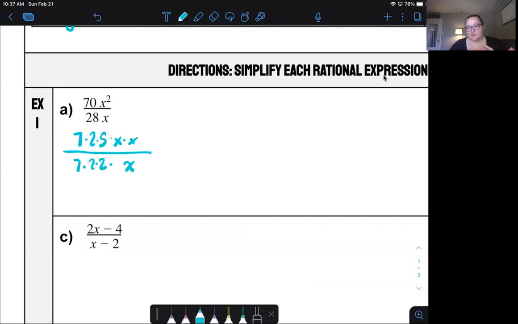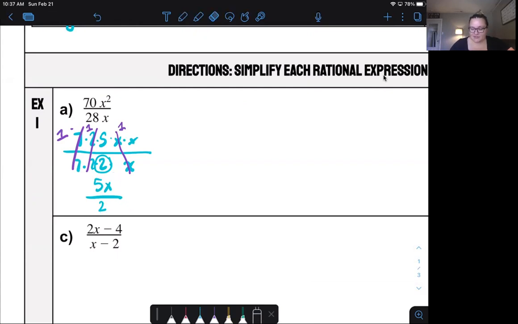So now we're going to cancel all of the like factors because 7 divided by 7 is 1, 2 divided by 2 is 1, and x divided by x is 1. So what's 1 times 1 times 5 times 1 times x? That would just be 5x over, and then all that's left in the denominator is a 2. So 70x squared divided by 28x simplifies to 5x over 2.